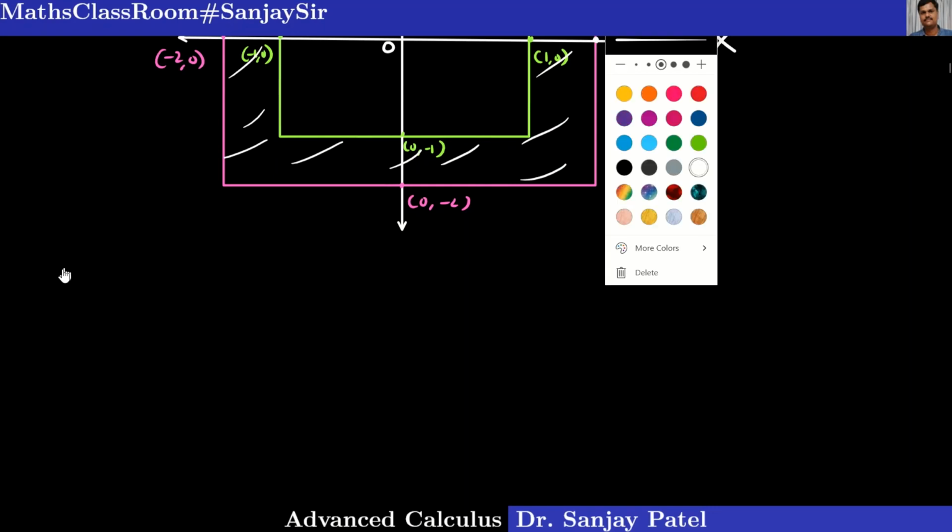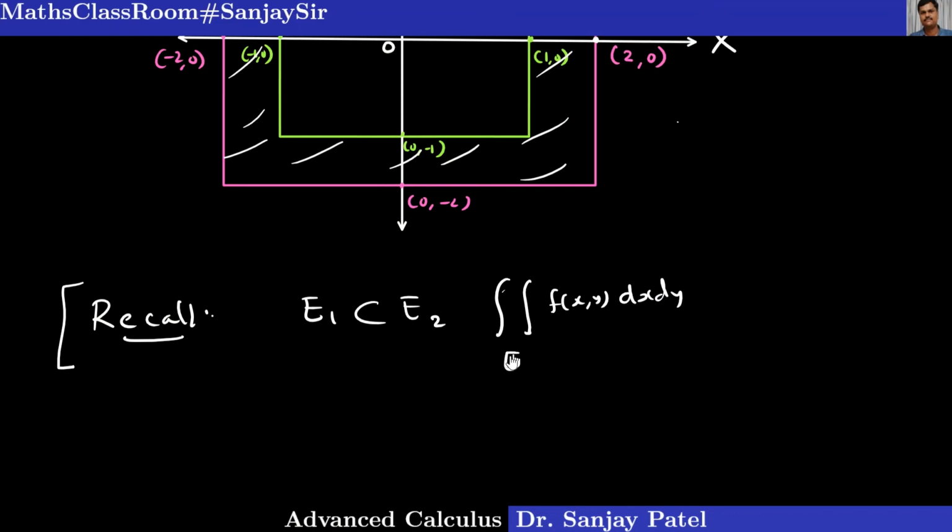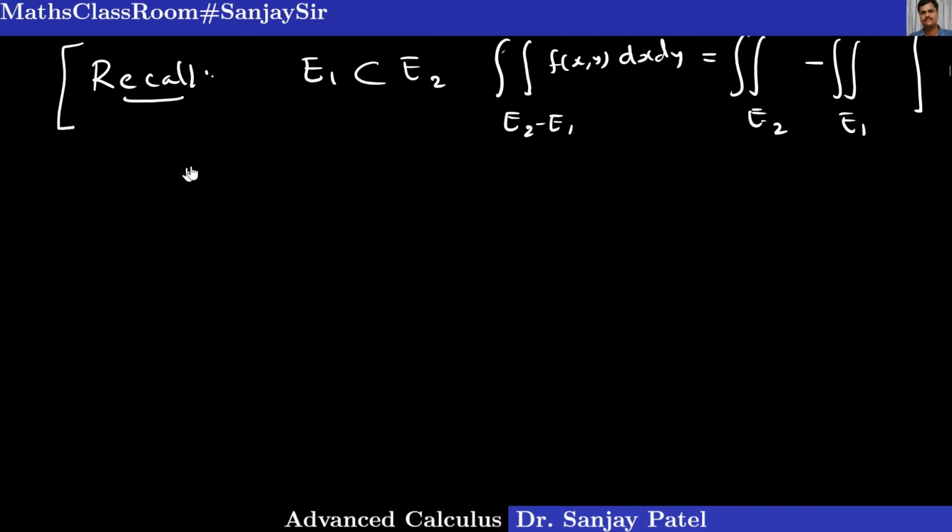is something like this. So I am just reminding you, recall that if we have E1 is contained in E2, okay, E1 is subset of E2, then the double integral of a function f over the region E2 minus E1 is equal to double integral over E2 minus double integral over E1. So I'm going to use this result which we have discussed in our earlier lectures. So I will be taking the smaller square as E1 and the larger square as E2.